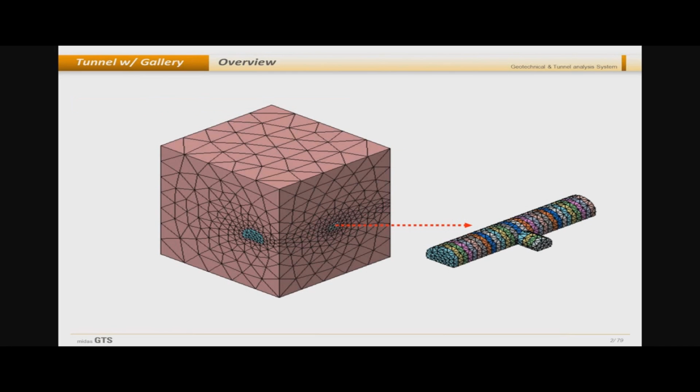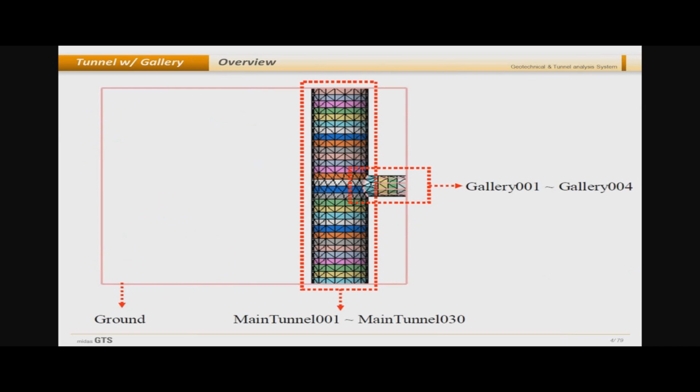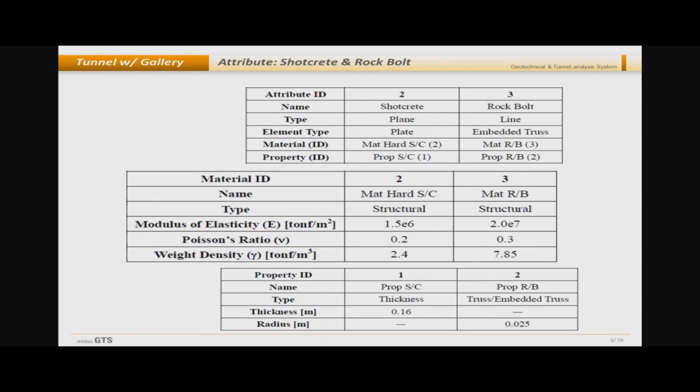Okay, here is the project that we are going to model today. This is a hard rock and the tunnel, main tunnel, you can see it here, and the connecting gallery. Here are the geometry of the opening of the main tunnel and the connecting gallery. And this is the top view. You can see how they connected to each other, and we'll show how we can create all this geometry. And these are the material properties. As I mentioned, we have a hard rock, we have the rock bolts and the shotcrete. So we define all those material and attributes.